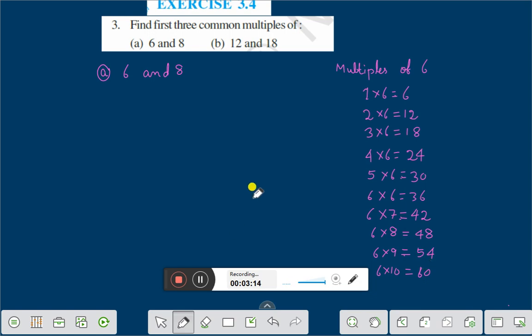Now we'll find the multiples of 8. That is 1 into 8 is equal to 8. 2 into 8 is equal to 16. 3 into 8 is equal to 24. 4 into 8, 4 8 is 32. 5 into 8, 5 8 is 40.